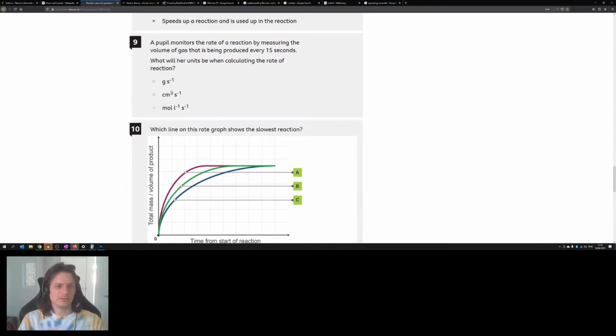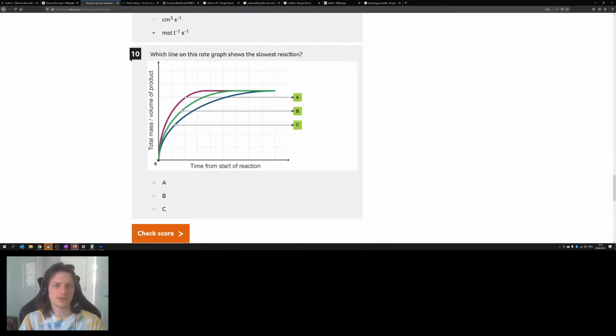I don't know what a mole measures. A, volume, of volume of gas that is produced every second.